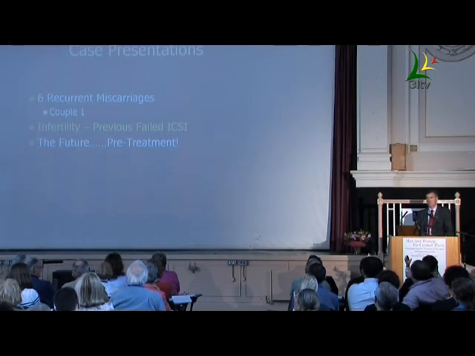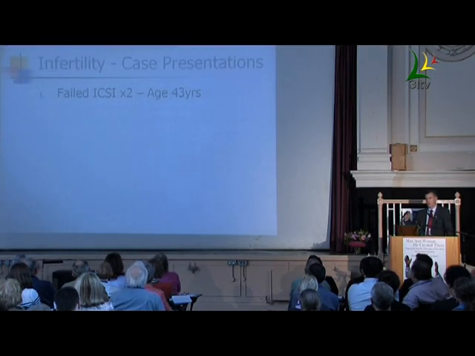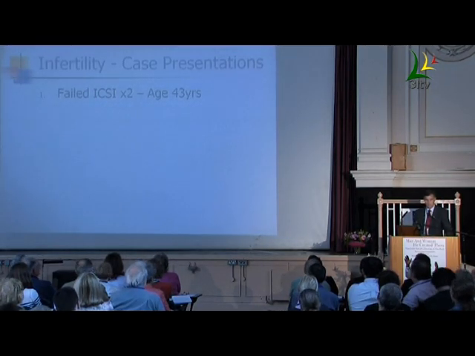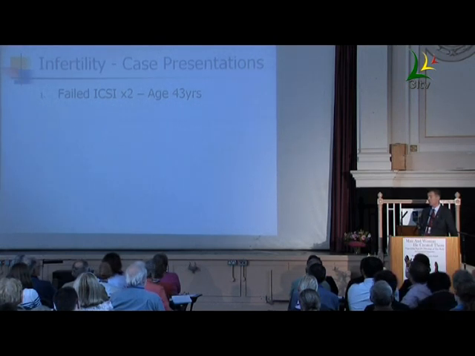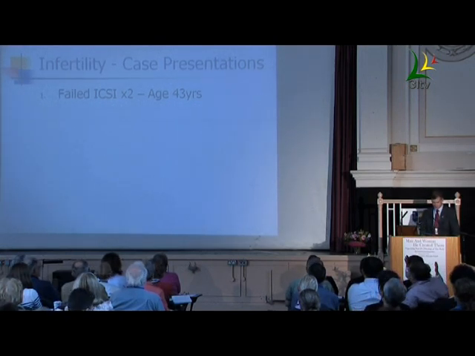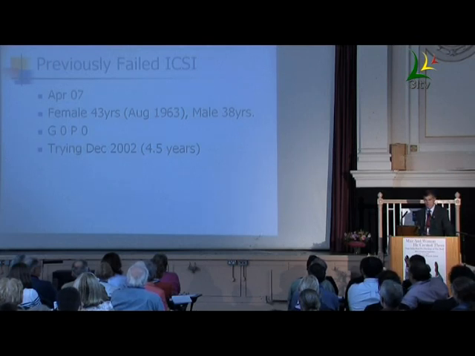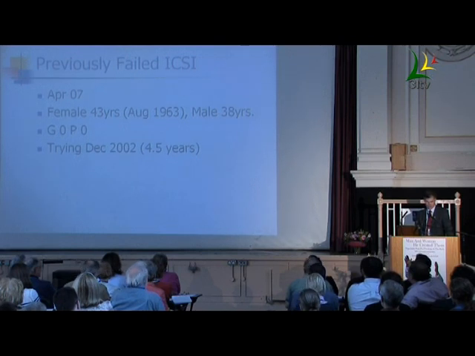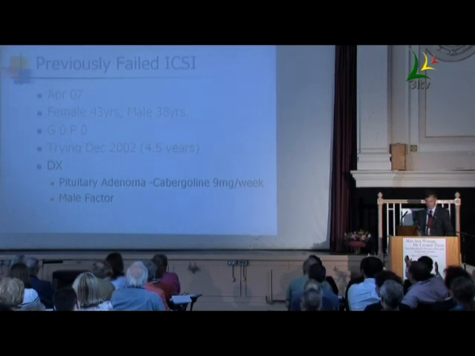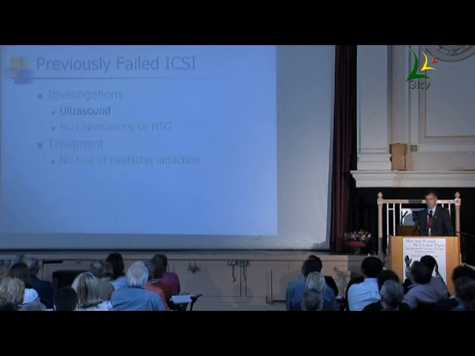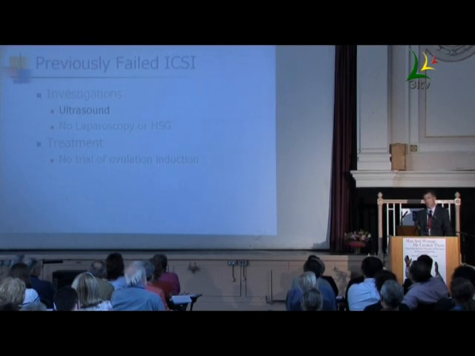Infertility with previous failed ICSI. This is IVF, where you inject the egg into the sperm, and this was done because of male factor infertility. This couple did IVF with ICSI twice, came to us at the age of 43 in April of 2007, never conceived naturally before, and she was 43, he was aged 38, and they'd been trying for 4.5 years. She had a problem with her pituitary, and she was on treatment for that, and there was also male factor infertility. And the only investigation she had done really was ultrasound, and because of the male factor, she was told when she first presented at the age of 39, go straight for IVF.